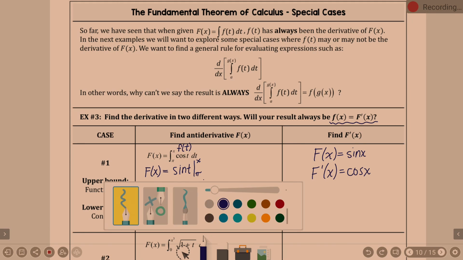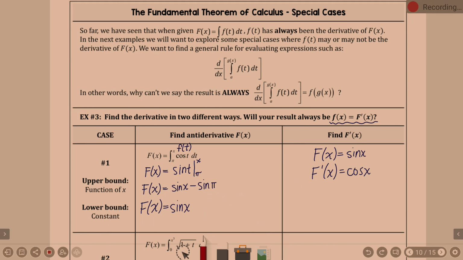I'd say yes. Well, what is f of x? Cosine of x. F of x is cosine x. What is capital F prime of x? It is also cosine of x. So do they equal? Check. They do.